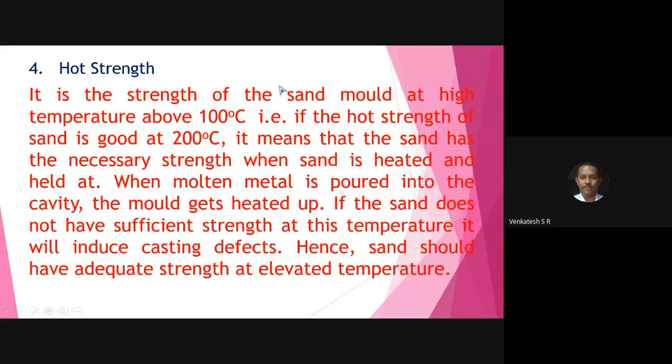non-ferrous or ferrous. If it is non-ferrous, the pouring temperature is 600 degrees centigrade. If it is cast iron, the pouring temperature may be 1350 to 1400 degrees centigrade. The mold should withstand the high heat and temperature. Otherwise, due to the high temperature of the molten metal, there may be an explosion because the air present in the mold cavity gets heated, and there may be a chance of explosion.